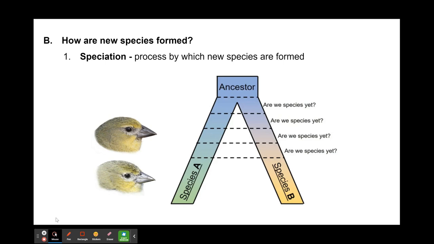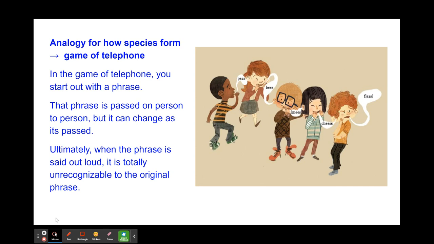So, how exactly does this happen? Think of it like biological telephone. You know the telephone game? In this game, you start with a phrase. That phrase is passed on person to person. And as it is being passed, it might change just slightly. When it reaches the last person, that phrase is said out loud, and it's likely going to be totally different from the original phrase because it changed slightly again and again as it was passed. It might be completely unrecognizable. This is how new species are formed too.